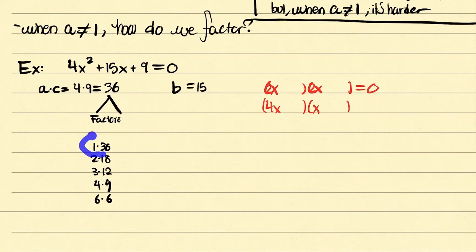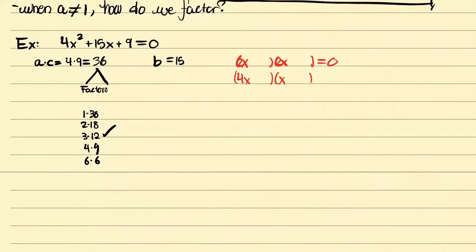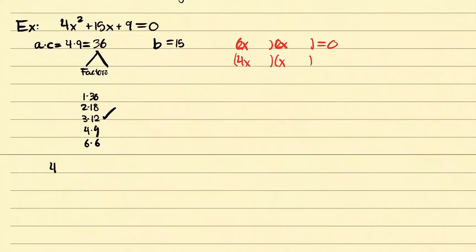So adding 1 and 36 probably can't get to any form of 15. 2 and 18, there's no form of changing the signs to get to 15. But 3 and 12 directly add to positive 15. So here's our winner. And now what we're going to do is break up this middle term as two separate terms.